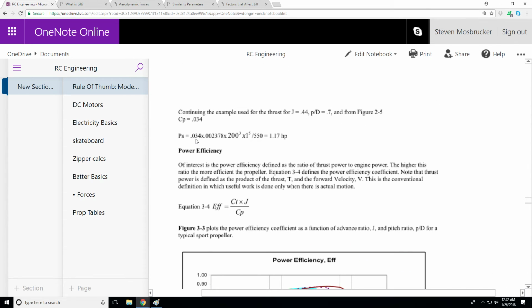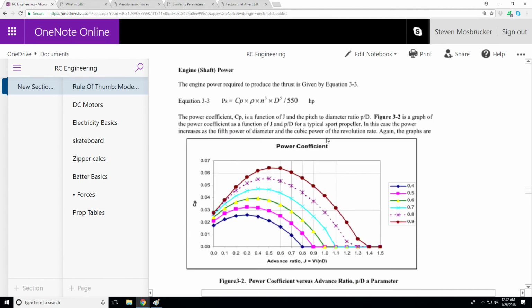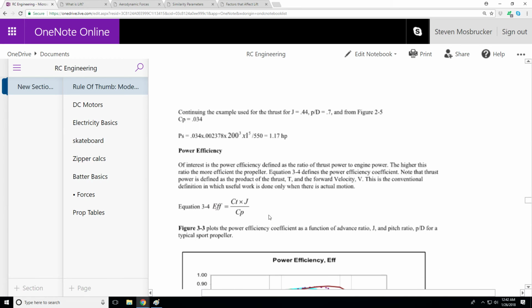Anyways, so 0.034 times the density of air times the RPM cubed times the diameter to the fifth, divided by 550, is 1.17 horsepower. So you could generate 5.3 pounds of force with 1.17 horsepower, otherwise known as probably around 830 watts, because there's 750 watts per horsepower.